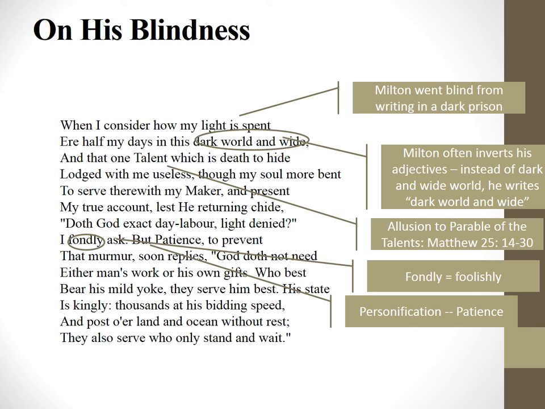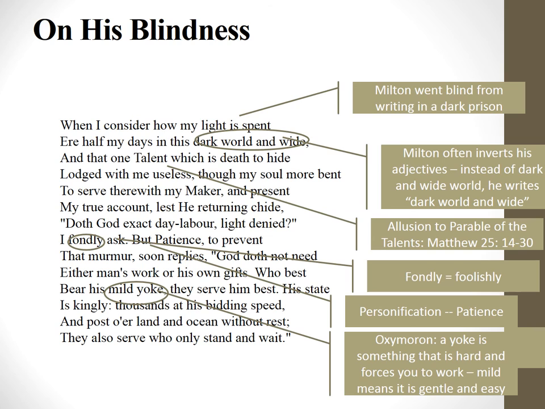And patience, he's personifying the idea of patience, right, by making it a person that can actually talk to him. And when he talks about mild yoke, that's an oxymoron. A yoke is something that is hard and forces you to work, and mild means it is gentle and easy. So an oxymoron is something where the two words don't seem to really go together. They seem to contrast each other.